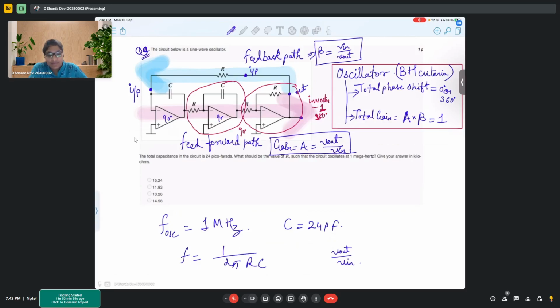What does component matching mean? So basically I want the same 90-degree phase shift from both the op amps. Both are connected with one R and one C, and the same R and C. So that means this 24 picofarad of total capacitance can be divided as a 12 picofarad capacitor over here and a 12 picofarad capacitor over here. Correct?